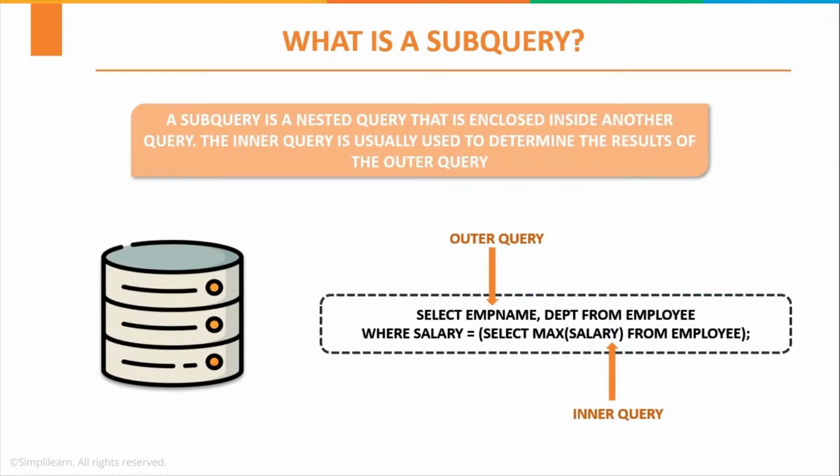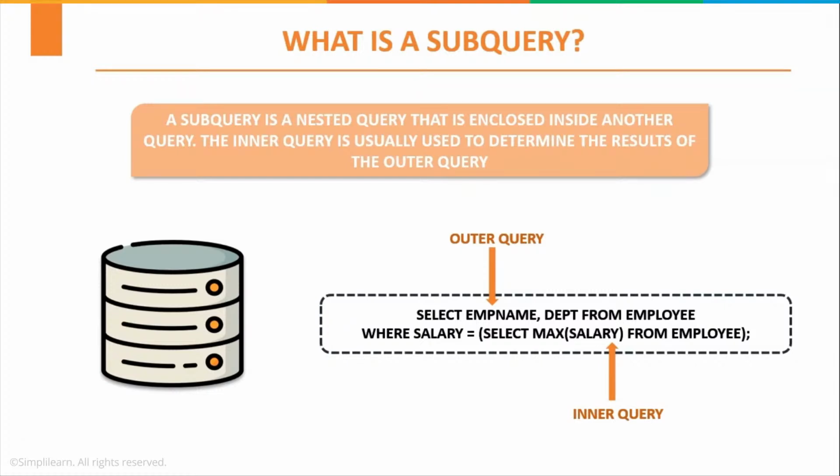Now the inner query executes first before its parent query or the outer query, so that the results of the inner query can be passed to the outer query. Let us understand this with an example here. Consider this syntax over here, which is select employee name, department from employee where salary equals select maximum salary from employee. Now select employee name, department from employee is the outer query and the rest is the inner query.